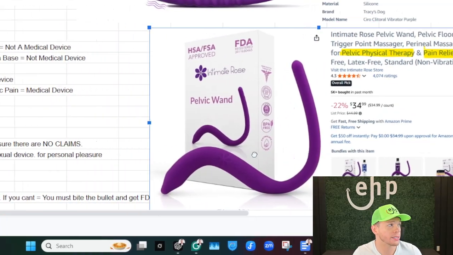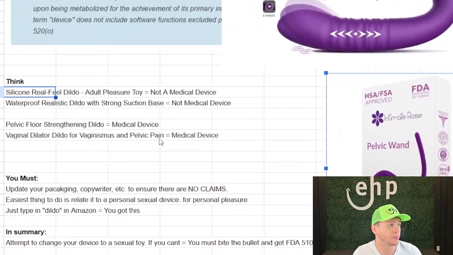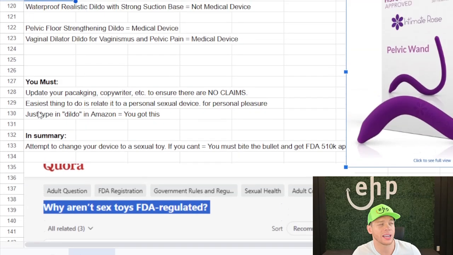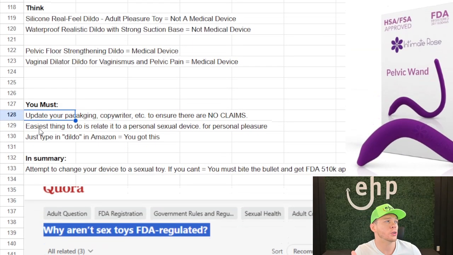So this one needs FDA 510K, and obviously they do. So I want you to just understand the difference. Make sure you update your packaging, your copywriter, your instructions. You can't have any claims at all.